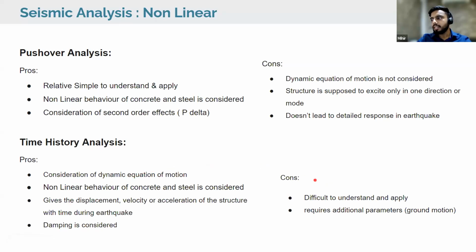But the con with that is it is difficult to understand and apply, and it requires a lot of additional parameters. The additional parameter is the ground motion, and the selection of ground motion for any structure is itself, I would say, a matter requiring in-depth research, like what type of ground motion we are choosing for a specific structure in that region. So that is again quite tricky to take on.